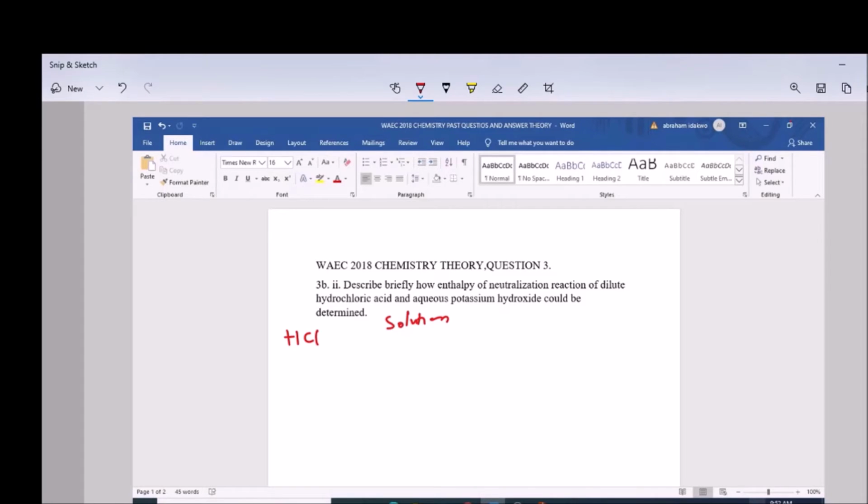Now to determine the enthalpy of neutralization reaction, we have the equimolar solutions of hydrochloric acid and potassium hydroxide prepared separately. So we prepare the equimolar solutions of potassium hydroxide and hydrochloric acid separately.